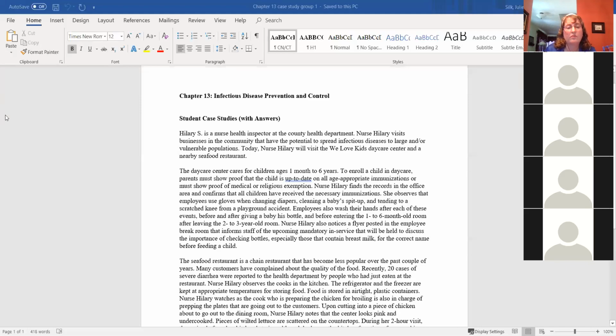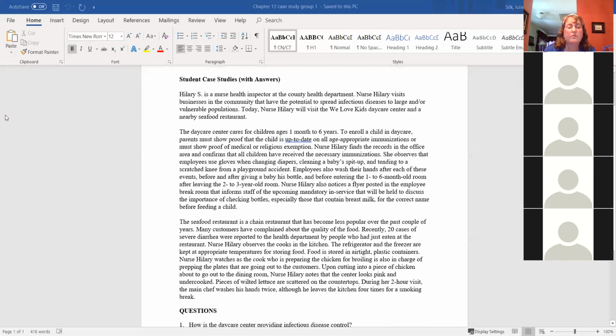Nurse Hillary watches the cook who is preparing the chicken for broiling, who is also in charge of prepping the plates that are going out to the customers. Upon cutting into a piece of chicken about to go out to the dining room, Nurse Hillary notices that the center looks pink and undercooked. Pieces of wilted lettuce are scattered on the countertops. During her 2-hour visit, the main chef washes his hands twice, although he leaves the kitchen 4 times for a smoke break.